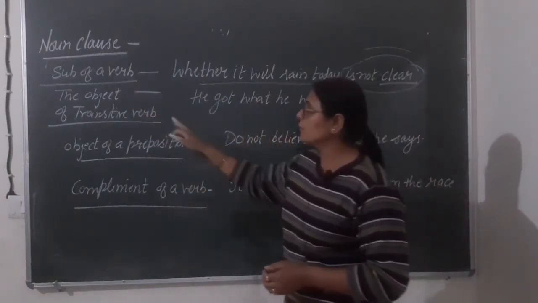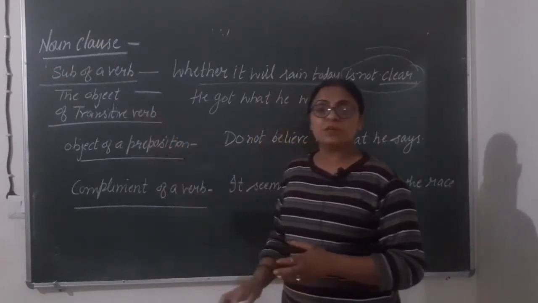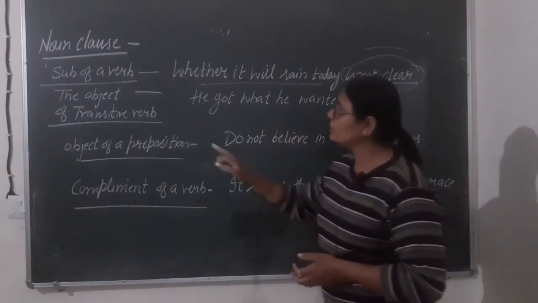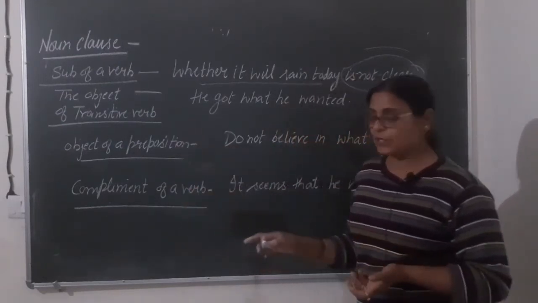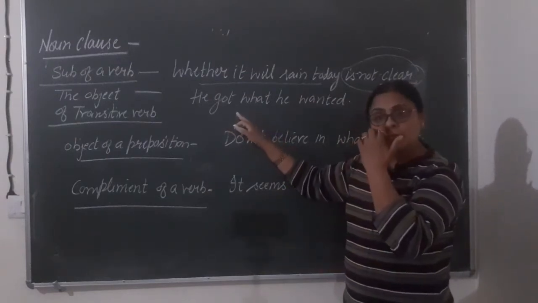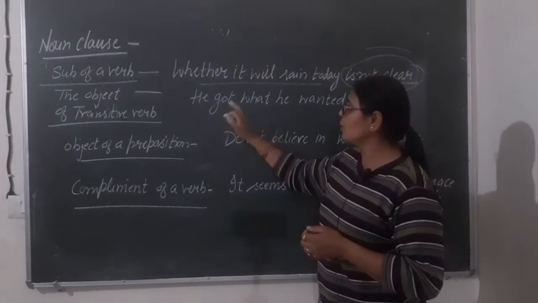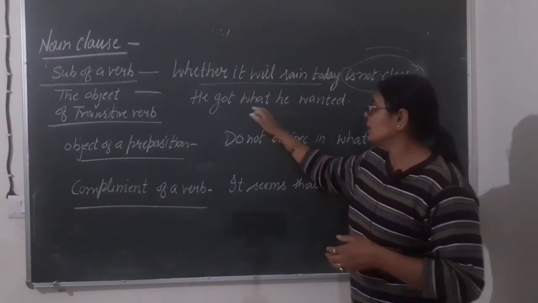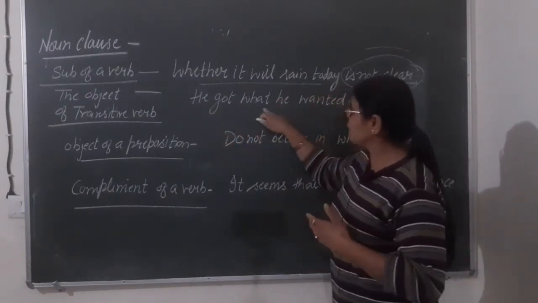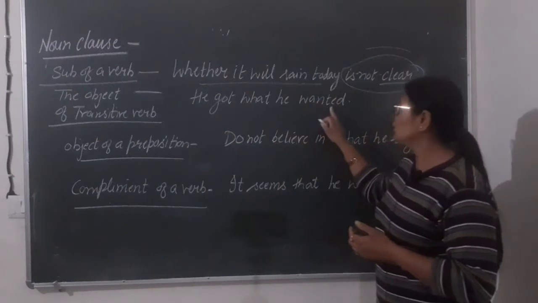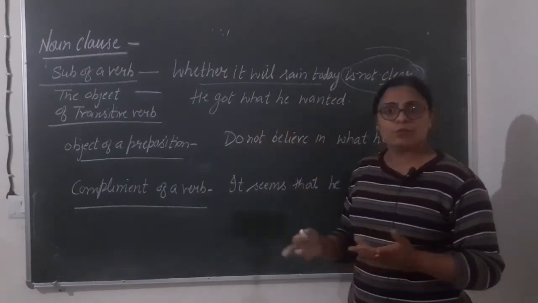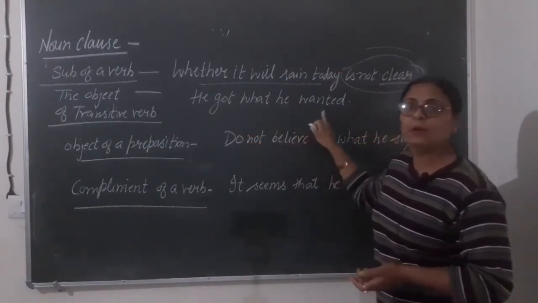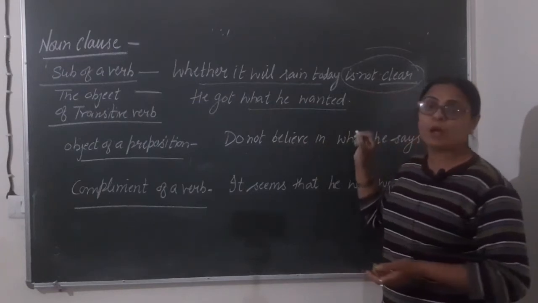Fine. Next, we have it as the object of a transitive verb. In the first, we learnt about the subject. Now we will see how it is working as an object. He got. He is our subject here. Got is our verb. He got what? What is our object? But this is not complete. Now the next sentence that is joining with it is: He got what he wanted. What he got, that he wanted. So that can be our noun clause.